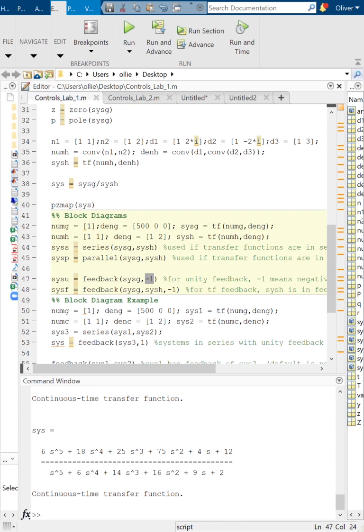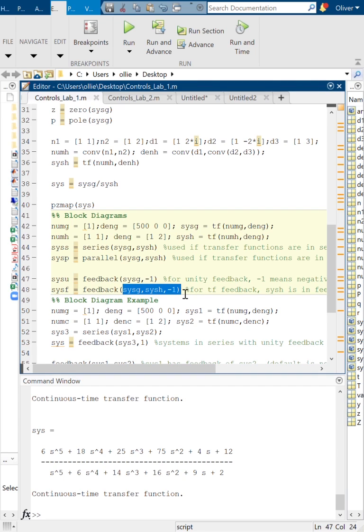If g of s has negative feedback with h of s, so not unity, it means that the feedback has a transfer function in the path, then we have the g of s, which is the system receiving the feedback. We have h of s, which is in the feedback. Before we didn't have a function in the feedback, now we do. And -1 says we're subtracting the feedback.